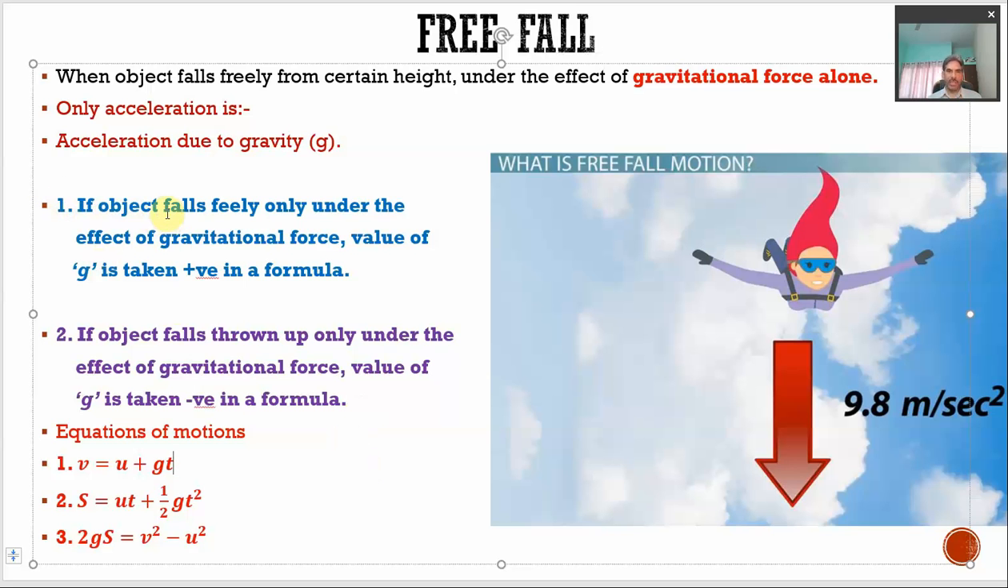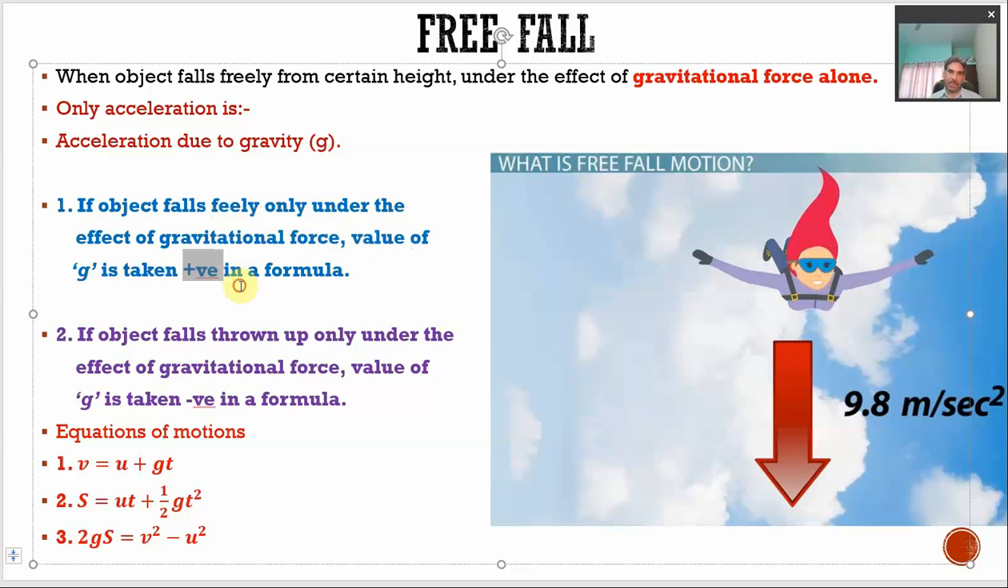Let us take the first case. If an object falls freely, meaning the object is released, or we can say dropped from a certain height, then the object moves only under the effect of gravitational force. In that case, the acceleration due to gravity is substituted as positive. Its value, whatever it is, 9.8 or 10, is taken as positive in the formula, right?